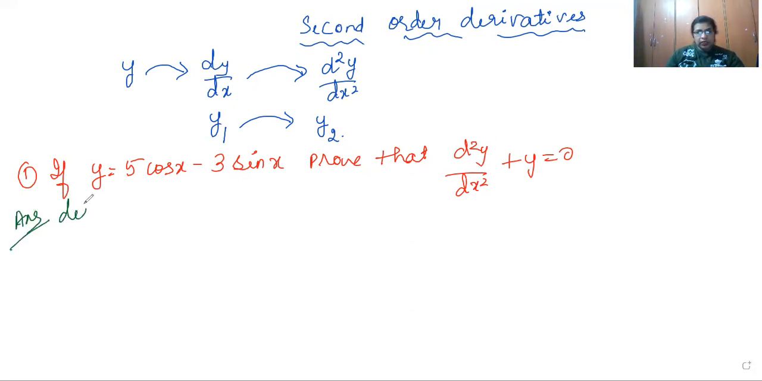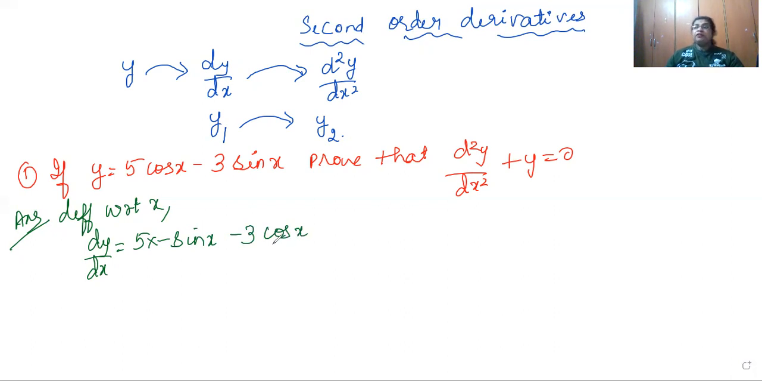When I differentiate with respect to x, dy by dx is equal to 5 into cos x derivative is minus sin x, minus 3 as it is, sin x derivative is cos x. I finished one time. Now I differentiate a second time, so I differentiate again with respect to x. I'm getting d square y by dx square is equal to minus 5 as it is, sin x derivative is cos x, minus 3 as it is, cos x derivative is minus sin x.